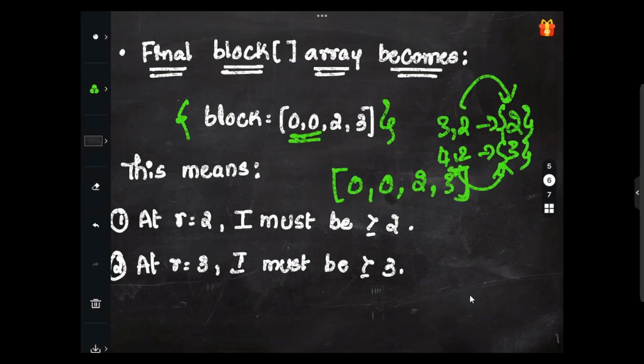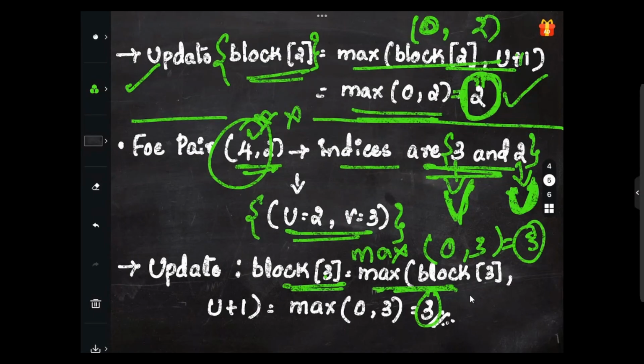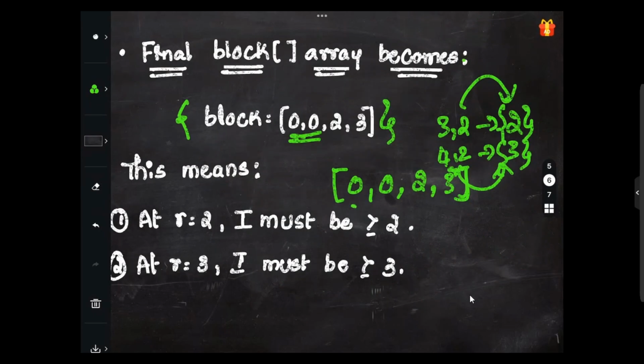Because both the block values, block of 2 and block of 3, I guess here. Yeah, this one is block of 3, this one is block of 2. Both the values are 0 0. We are considering 0 0 and 2 3, because the max is 2 for pair 3 comma 2 and max is 3 for 4 comma 2.